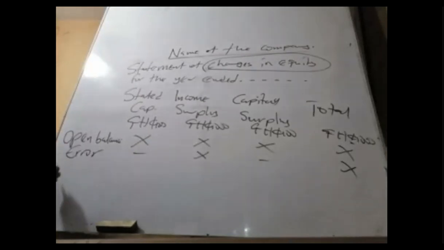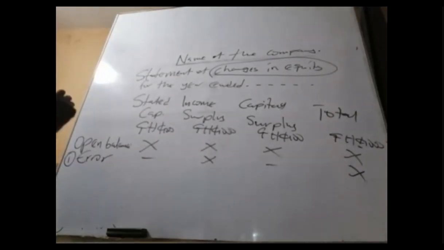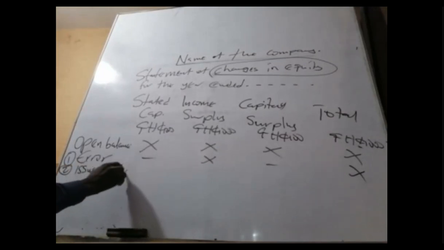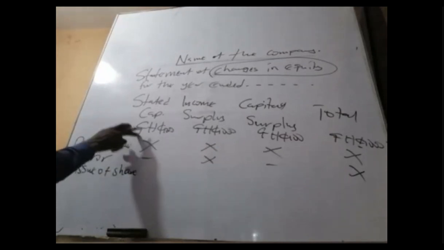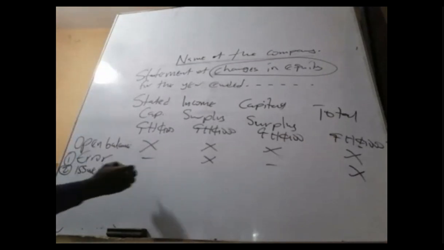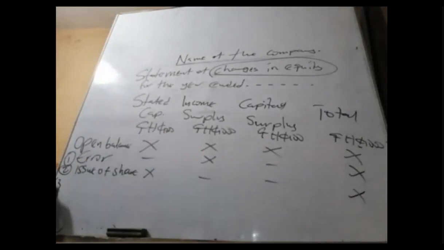Then, if they have issued shares, number the items. Item number 1, previous year's errors. Item number 2, issue of shares. Where do you think it will go? It will go under stated capital, or the ordinary share, or the preference share, so the type of share issued. Bring it here.